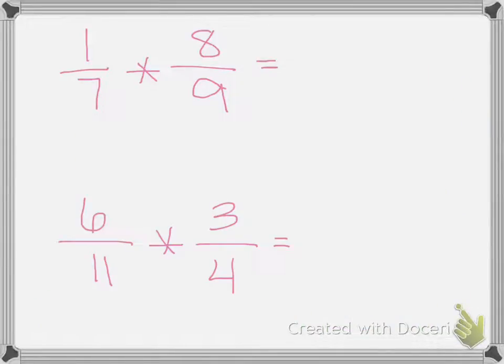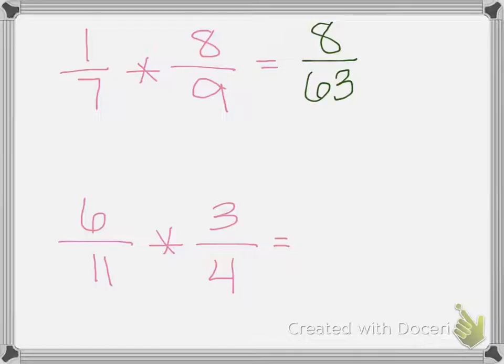Number 2 says solve. 1/7 times 8/9. We multiply our numerators. 1 times 8 is 8. Multiply our denominators. 7 times 9 is 63. So the answer is 8/63.